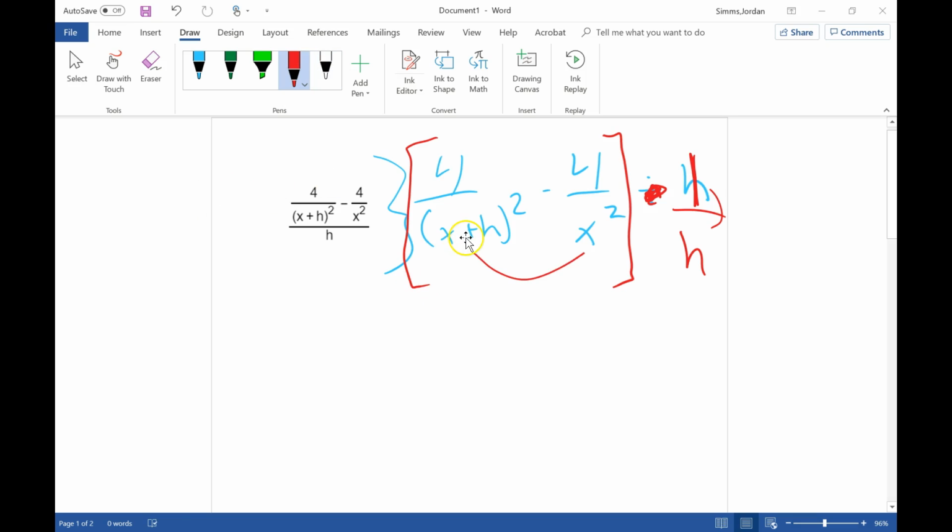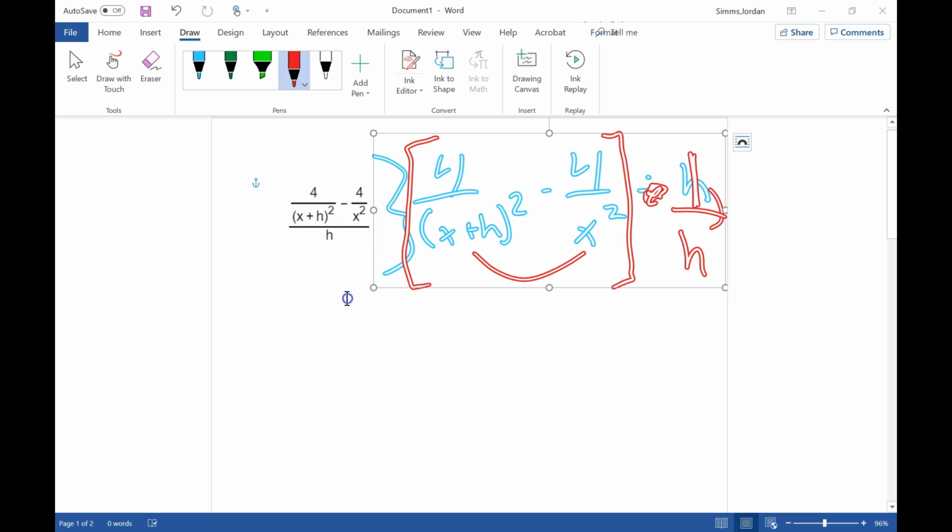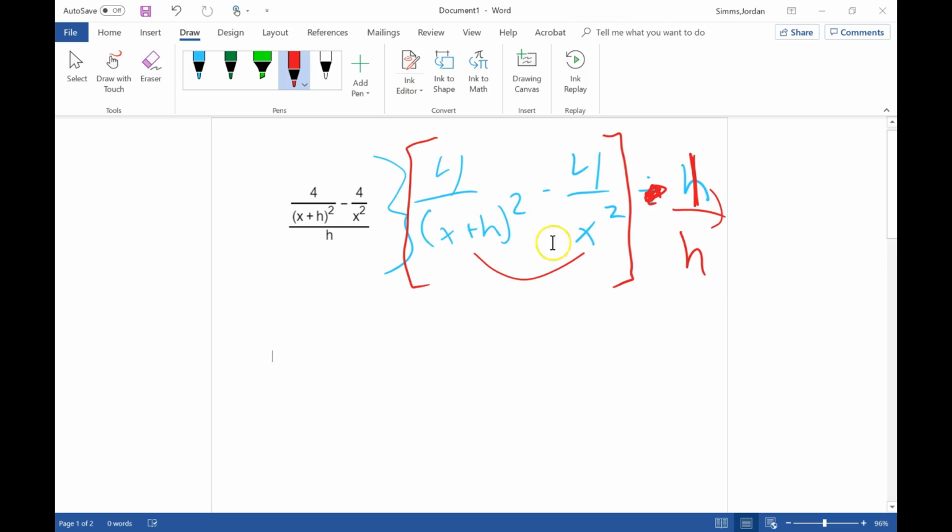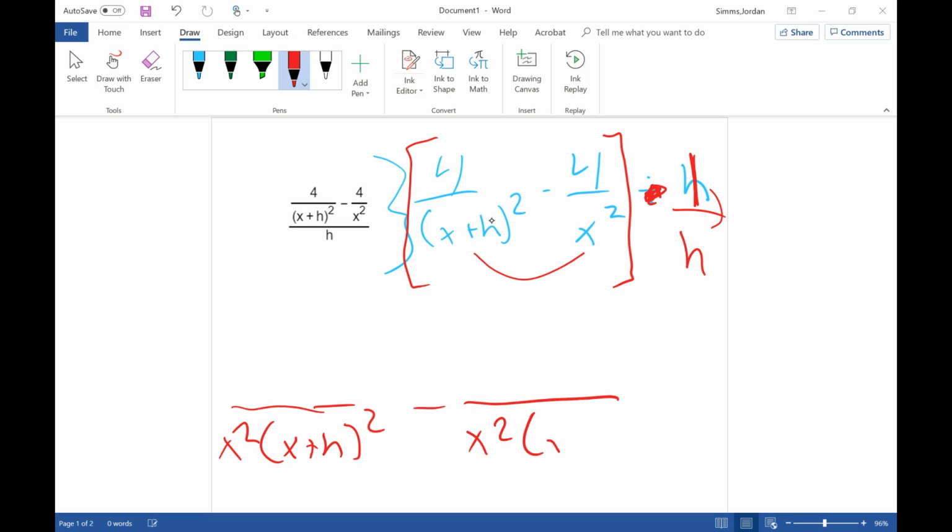Now, we have two different species of numbers. Remember, the quick and dirty way to get a GCF is to simply multiply them together. So our common denominator here, I said GCF, but I meant LCD, sorry, our lowest common denominator. We're just going to multiply these together. So I know I'm going to have two fractions with the denominator of x squared times x plus h squared. Right? So I have that minus my second one, x squared times x plus h quantity squared.